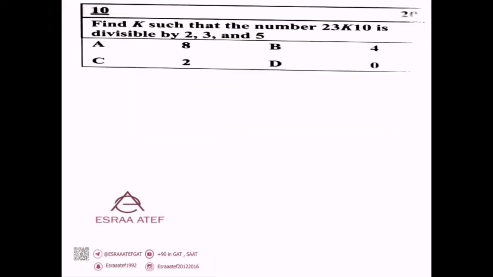Here he wants me to get the k in this number, so that it is divisible by 2, 3, and 5. We took how to divide by these numbers in the rules of GAT. You will find it in the Telegram group. To divide by 5, the number should end with 0 or 5. So here we can divide by 5.